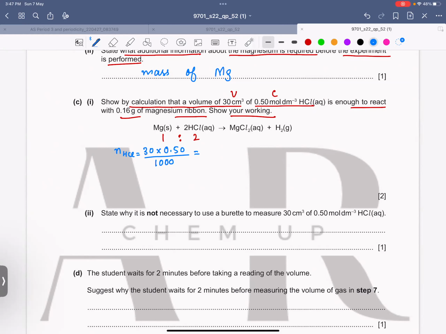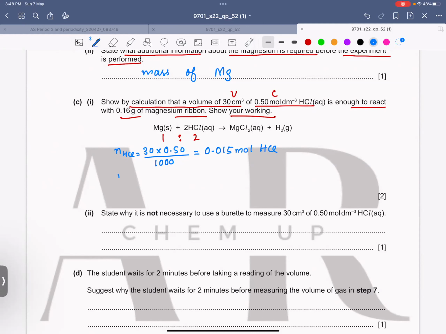0.15. Can you do it again? Sorry, sir, 0.015. 0.015 are the moles of hydrochloric acid.